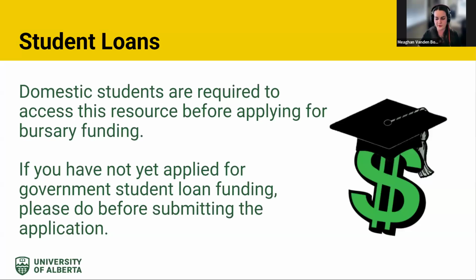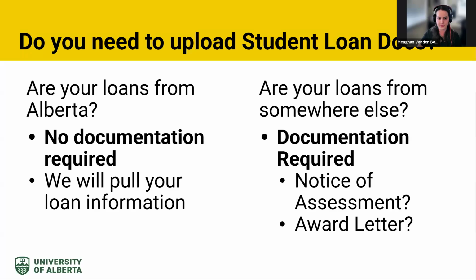So what you need to do is you have to have applied for student loans and you have to have received a confirmation. That doesn't necessarily mean the funds have been sent to you yet, but you would have had to get that letter. Sometimes it's called an award letter or a notice of assessment or a notice of funding. You would have to have that before you submit the application. So if you are still waiting on your application to be assessed, then do not submit a bursary application just yet.